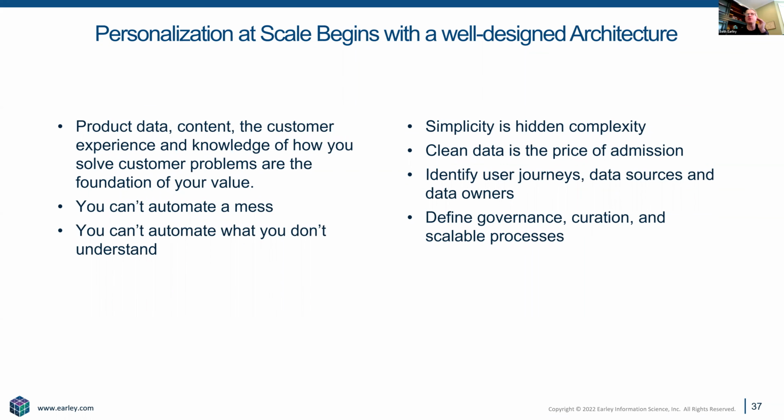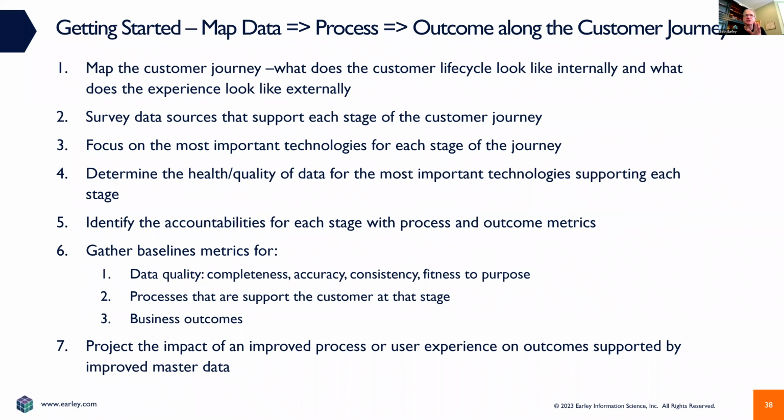People say, oh, that's so complex. No, it's hidden complexity. That is behind the scenes. I like to say my iPhone, my magical device, is very simple to use, but it's very complex in the back end. We have to have clean data. We have to have reference data. We have to have good product data and customer data and content. We need to understand the journeys and the data sources and the owners all along that journey. And that's where we're also defining the governance processes and the curation.